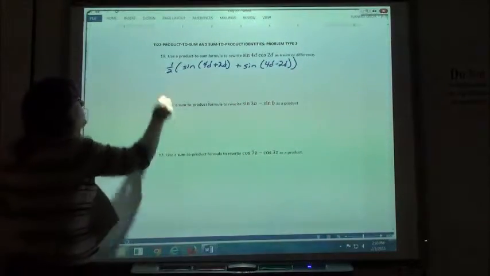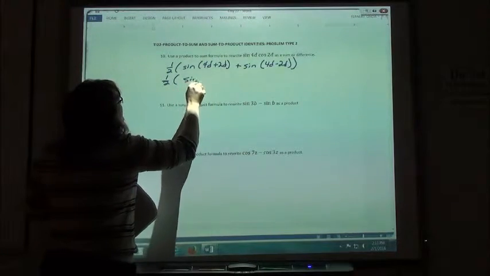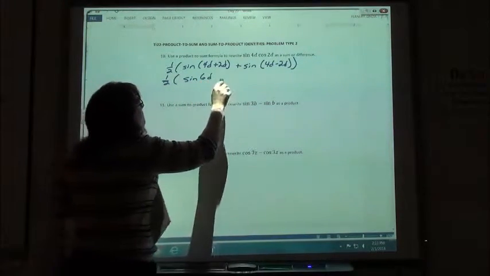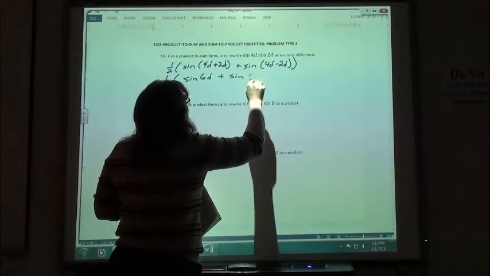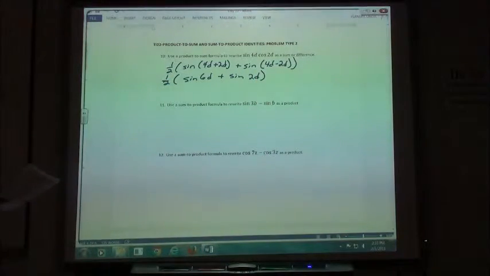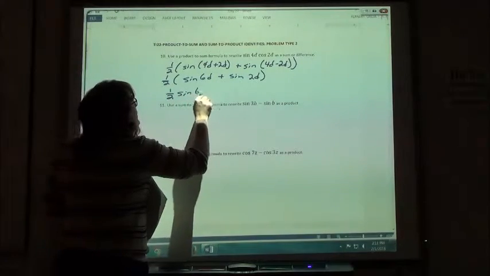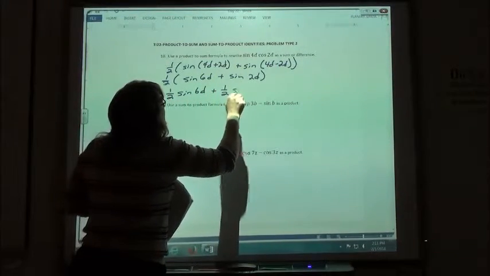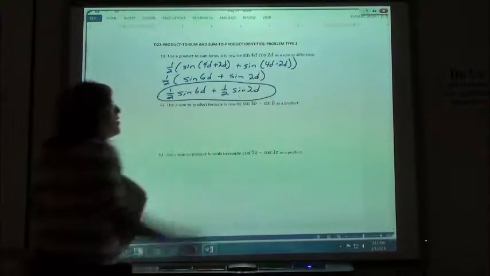And then we're just going to simplify that. So we have 1/2, 4d plus 2d would be 6d, plus the sine 4d minus 2d is 2d. And then basically we're just going to use our distributive property. We can't add the 6d plus the 2d. They're not like terms. So we're just going to say 1/2 the sine of 6d plus 1/2 the sine of 2d. And that's how we're going to write our answers.